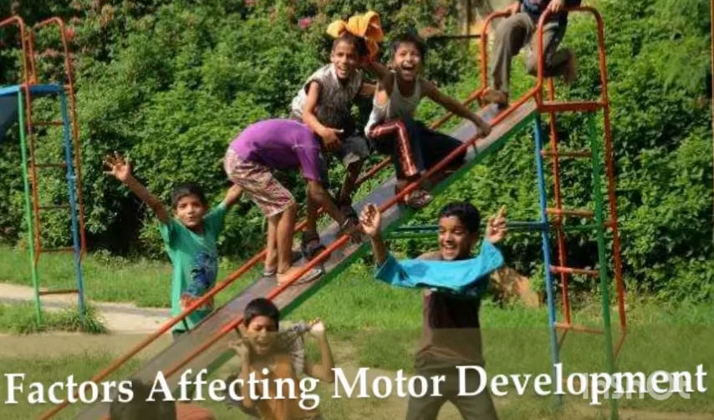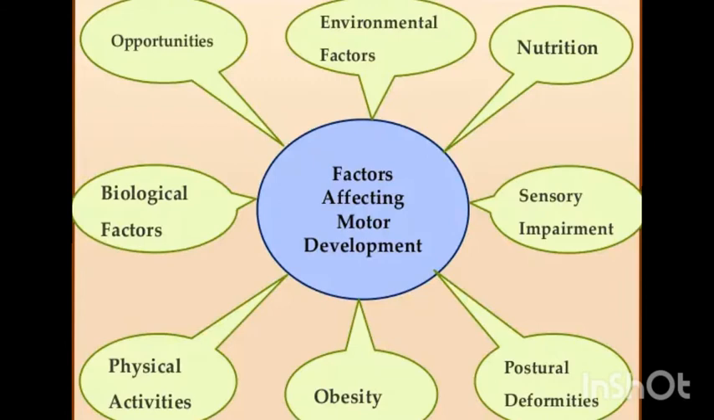Now we have covered the meaning of motor development. We have discussed motor development in children and also motor development in children at different stages. Now let us discuss the factors affecting motor development. There are various factors which are liable to affect motor development in children. These factors are biological factors, environmental factors, nutrition, physical activities, opportunities, sensory impairments, postural deformities, and obesity.